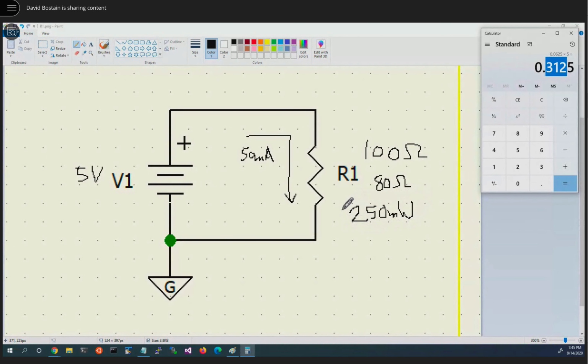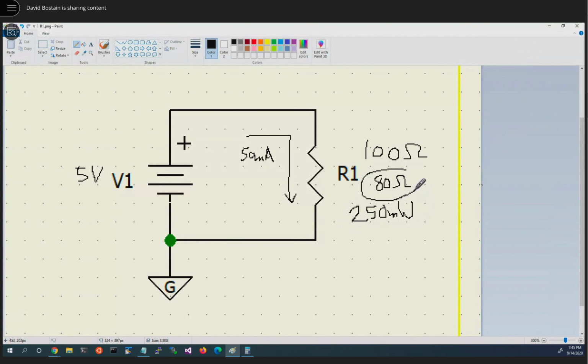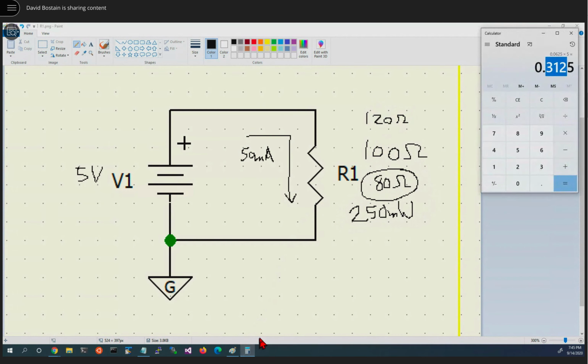Now, you don't want to buy the biggest thing in the world, because sometimes you want circuits to be smaller. And obviously this will be a smaller resistor. But I was thinking in advance that if this were a lower value resistor, then we would have had problems. The other problem could have been that this could have been as high as 120 ohms. Now, if it were 120 ohms, then we would have had 5 divided by 120, which would have been only 42 milliamps.